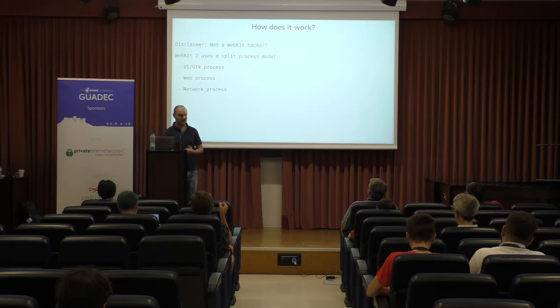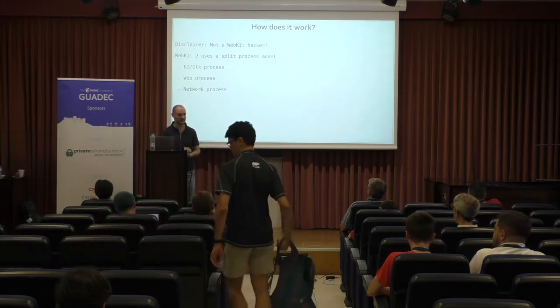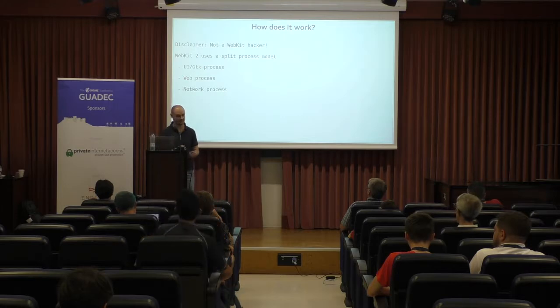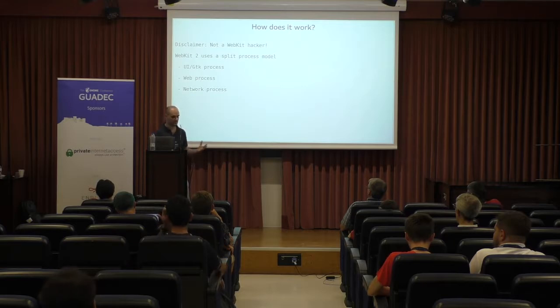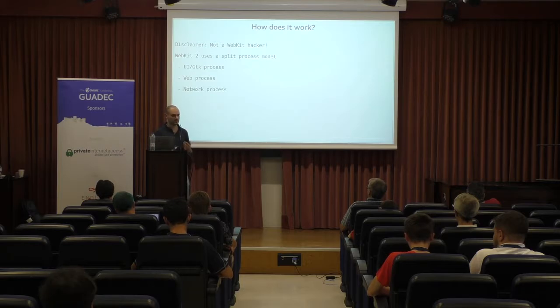Okay, so how does it work? First of all, I want to say I'm not a WebKit hacker. I have no knowledge of the internals. So what I wanted to do was basically try to implement this idea I had using only public API. So one of the biggest problems, I think, why it's difficult to embed a GTK widget in WebKit is because WebKit 2 uses a split process model. So they split things in different processes where you have the main thread where the UI runs, and then you have two extra processes that are launched by WebKit. One is the web process, where all the web core things are run, JavaScript and other things, and then you have a different process for all the network related things.